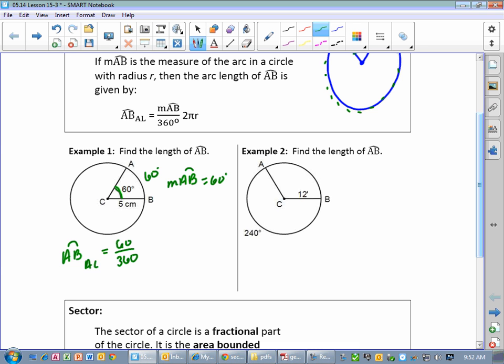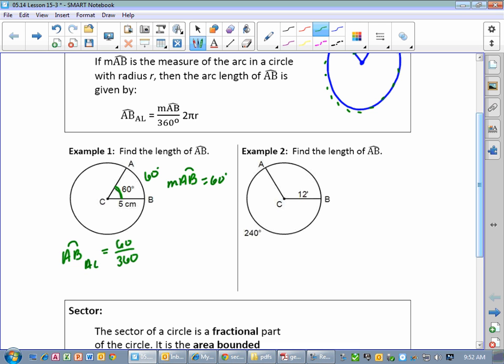So how much of a circle is it? What fraction of the whole circle? We'll go ahead and do 60 divided by 360. And tell me what that is. Good. So this is 1/6 of the circle. So we would expect the arc length to be 1/6 of the circumference of the circle.